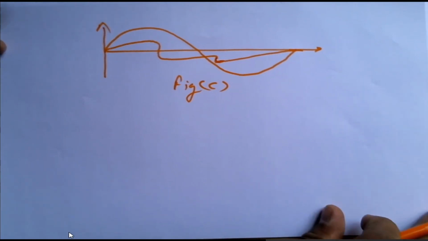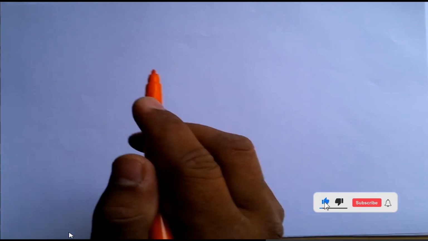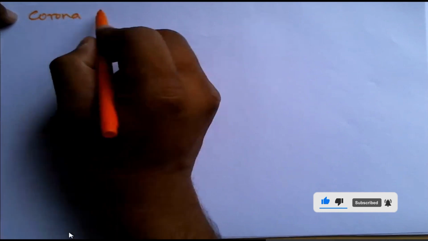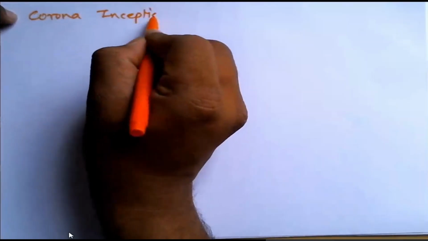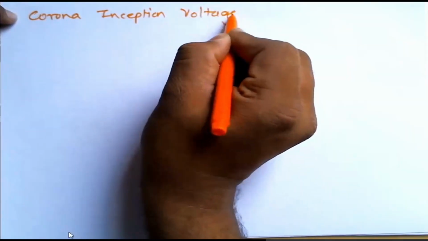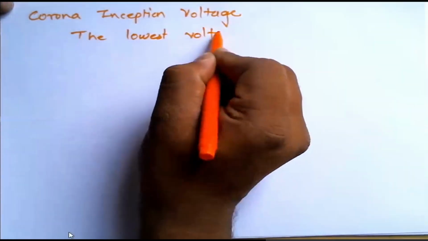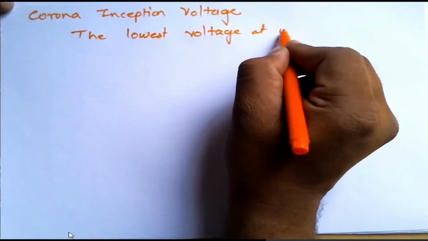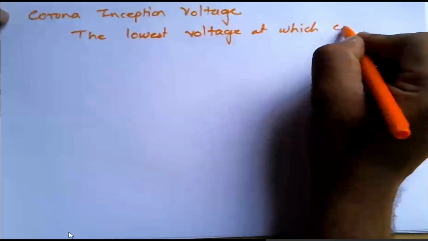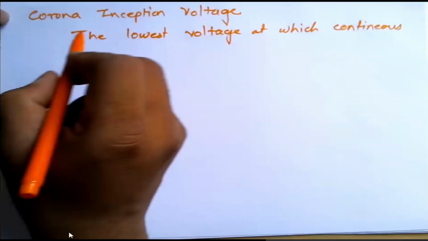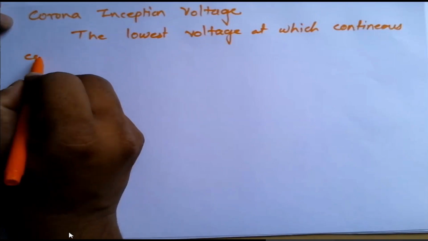Now, let us move to the next point, which we have already discussed, that is corona inception voltage and corona inception gradient. So what is corona inception voltage? It is nothing but the lowest voltage at which continuous corona first occurs as the applied voltage gradually increases. It may be asked in the exam. You can also note it down, or you can refer to the notes afterward. It is nothing but the lowest voltage at which continuous corona first occurs.